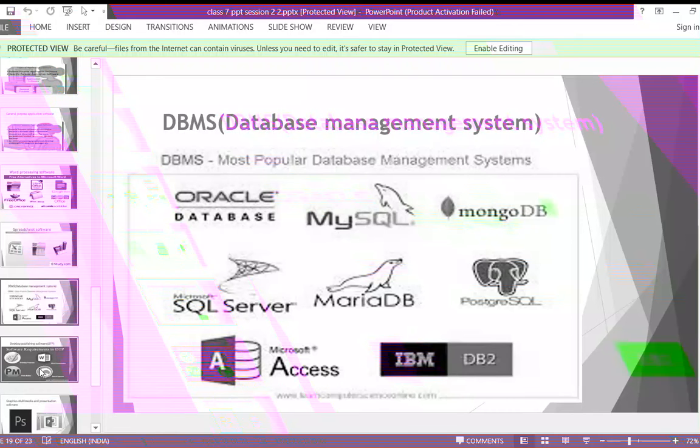Understood about the DBMS? Yes, ma'am. Ma'am, can you repeat again? Okay. So DBMS stands for what? Database Management System. What do you mean by database? Database is nothing but an organized collection of data. Organized collection of data in the sense what? Ma'am, it stores the data. Yes, it will store the data which is in the form of tables.